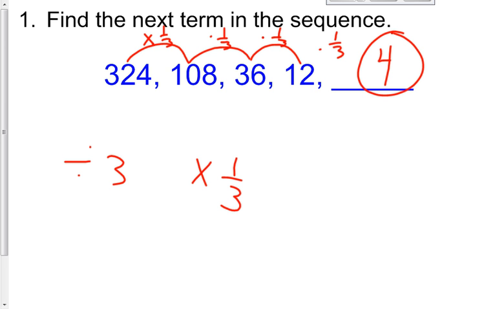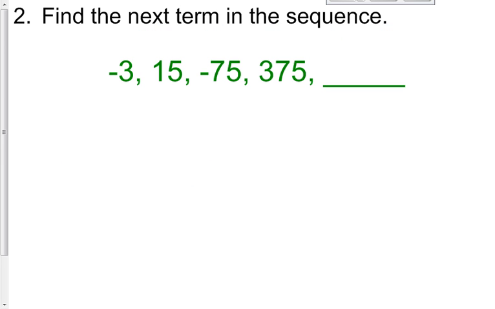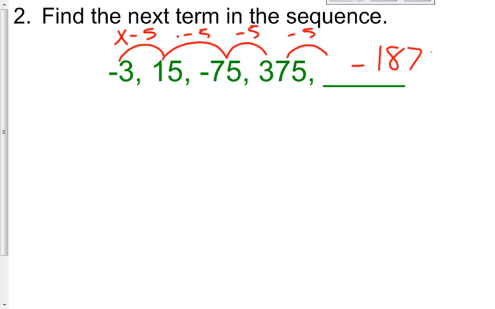So if you got it by dividing, that's just fine with me. Just know that whenever you need to get the ratio R, it's found by multiplying. So multiplying by 1/3 to get 4. On this one, find the next term. How do you get from -3 to 15? Well, you multiply by -5. How do you get from 15 to -75? You multiply by -5. So what is 375 times -5? And the correct answer there is -1875. Okay?